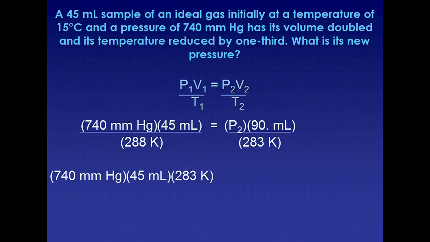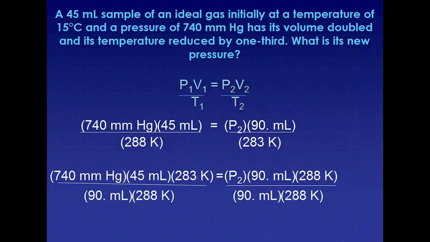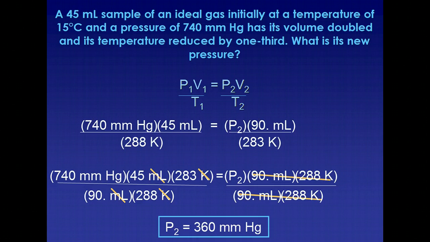Cross multiplying, I get the 740 millimeters, the 45 mil, and the 283 Kelvin together. And then I have P2, 90 mils and 288 Kelvin. I can cancel out the 90 mils and 288 Kelvin on both sides. So that takes care of the milliliter units as well as the Kelvin units. And this is just one way you could solve this one. You could do the math first and then divide whatever you like. And you should get a pressure in millimeters of mercury. We want 2 sig figs because of the volume measurements. And that'll be 360. If you need a pause, I would do so now.